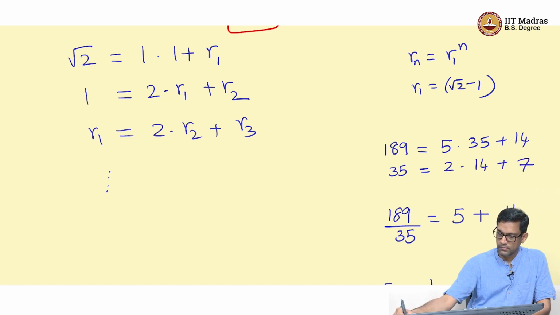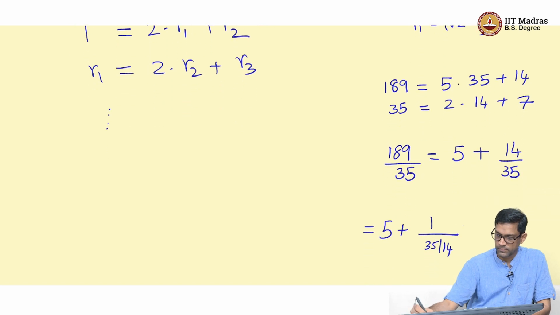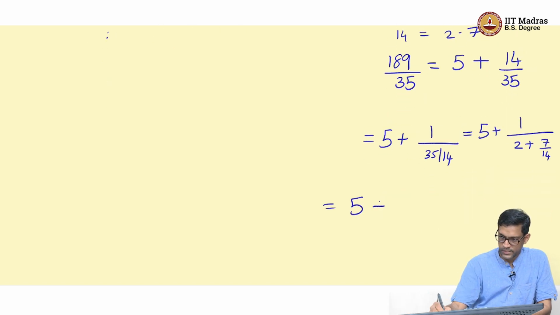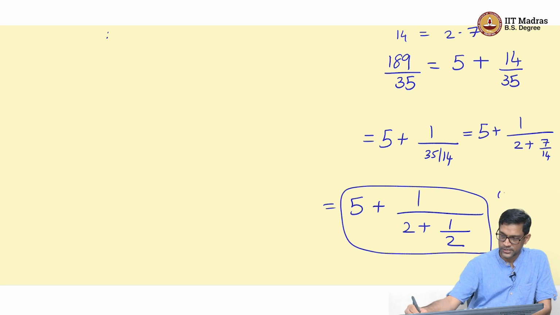So 35 is 2 into 14 plus 7, so I will write this as 5 plus 1 by, 35 by 14 is quotient 2 and remainder 7 by 14. And 7 by 14, again you take the reciprocal, that's the third step if you wish, it's 2 into 7. So we rewrite this as 5 plus 1 by 2 plus 1 by 2. This sort of expression is what we called a continued fraction. This is a finite continued fraction expression, and what is it a continued fraction expression of? The rational number 189 over 35.